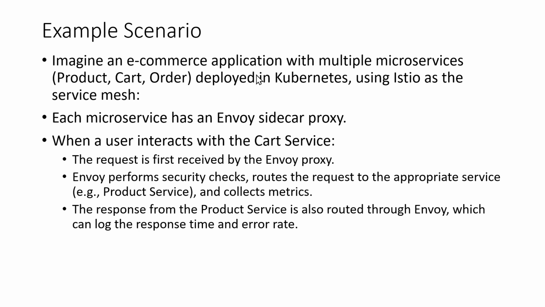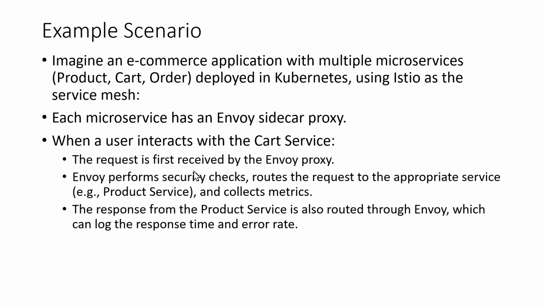So imagine an e-commerce application with multiple microservices like product, cart, and orders, deployed in Kubernetes using Istio as the service mesh. Each microservice has an Envoy sidecar proxy. When a user interacts with the cart service, whenever I try to interact with some products, I have some products in the cart, and I just want to check out. So how am I going to interact?